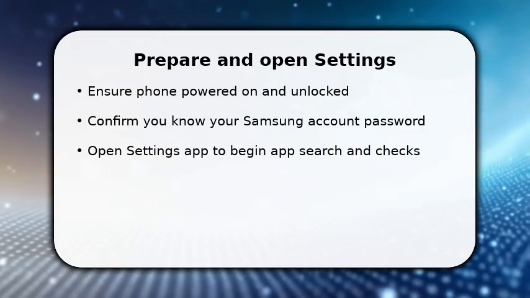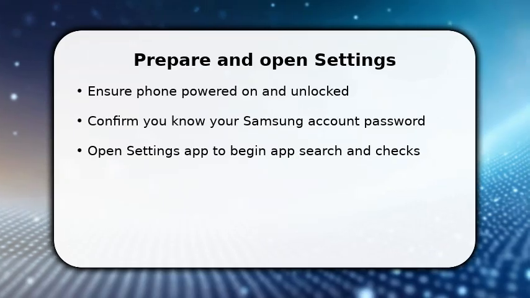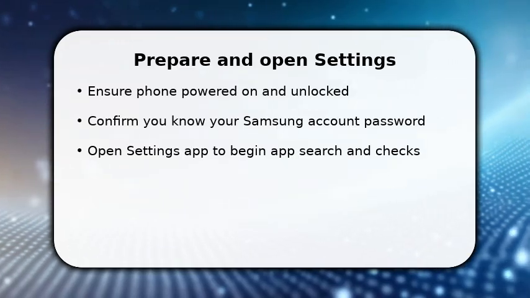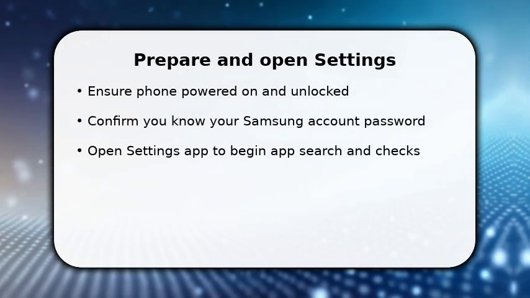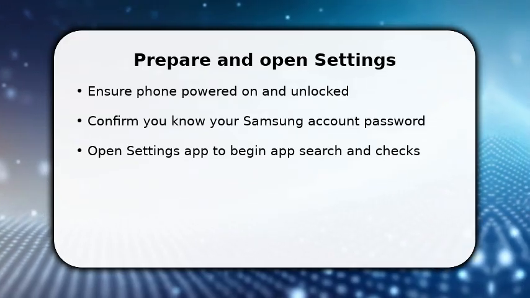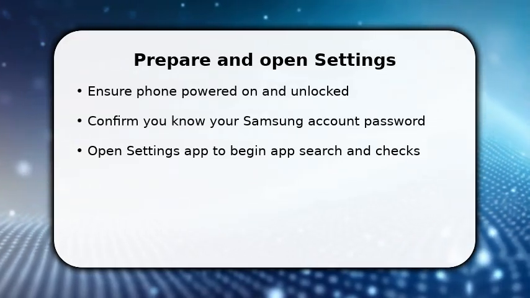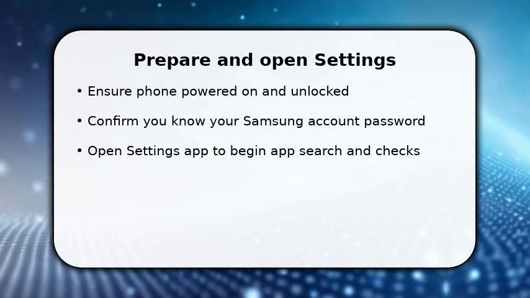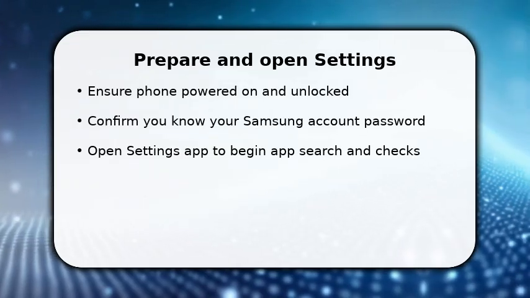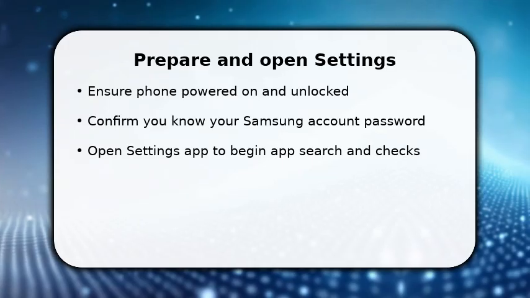You start by checking two essentials. Your phone is unlocked and linked to your Samsung account. Once ready, open Settings and tap Apps to list installed applications. This saves time versus random searching. You do this because a missing shortcut may still mean the app is installed and only hidden or disabled.